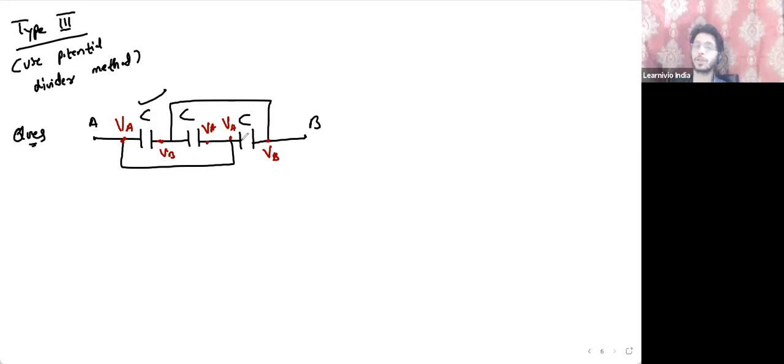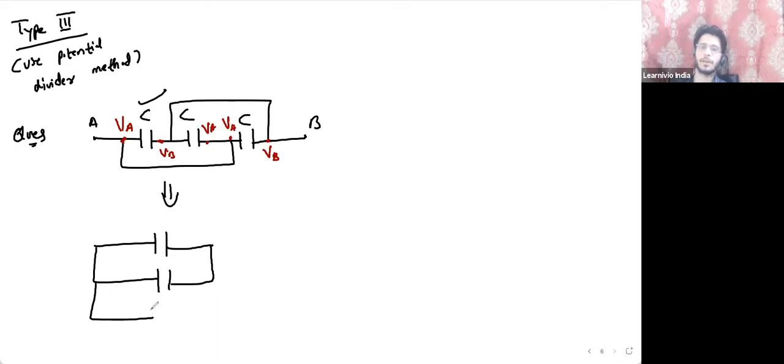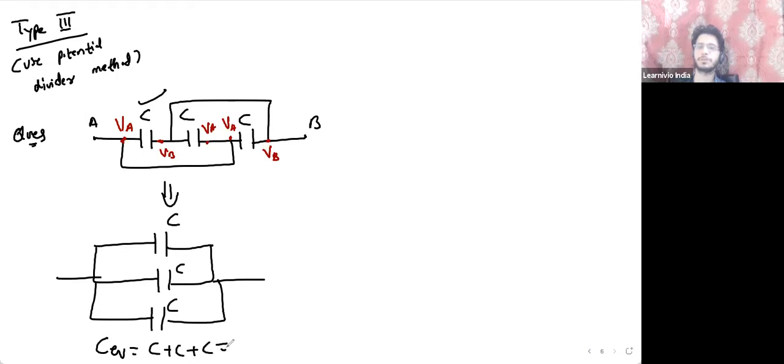How are they connected? If potential difference is same, then what type of combination is this? Parallel. If potential difference is same, then they are parallel. If charge is same, then they are in series. This is parallel combination. It's basically this circuit. So your C equivalent will be C plus C plus C, which is 3C. That's the next type of circuit. Okay.